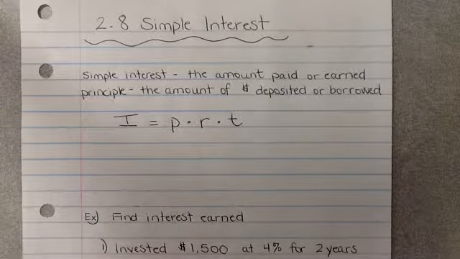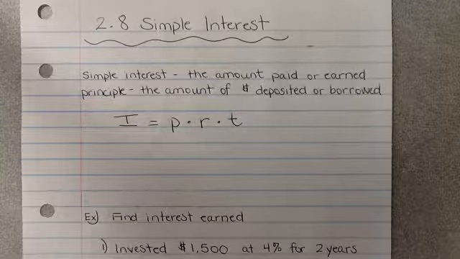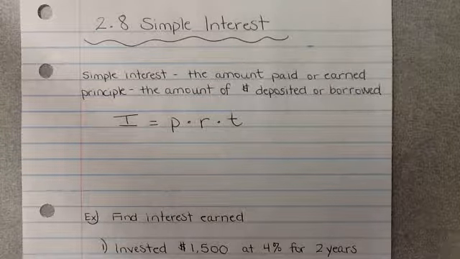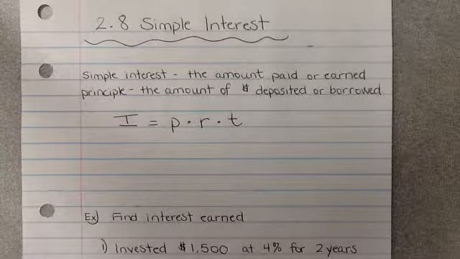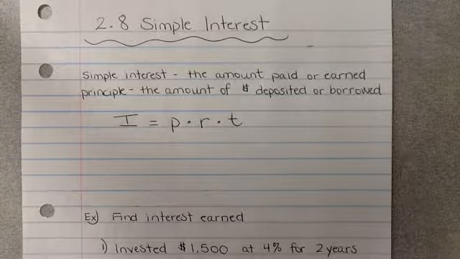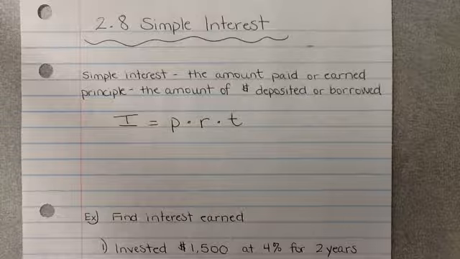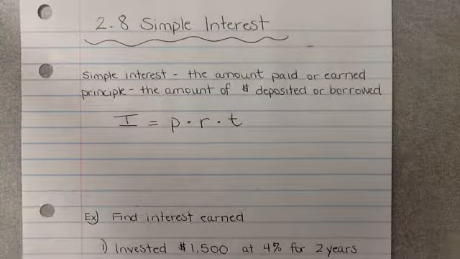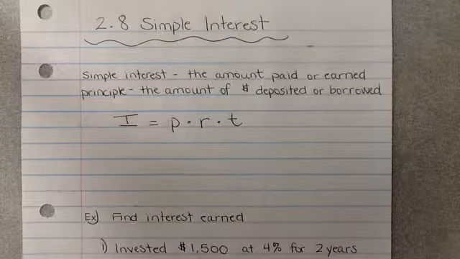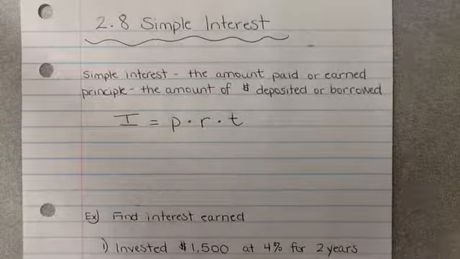Hello, mathematicians. Today we are going to talk about simple interest. Simple interest is the amount that you have to pay or that you earn for using money. Right? So if you take out a loan, you have to pay interest on it. Or if you have money in the bank, you get to earn interest on it.